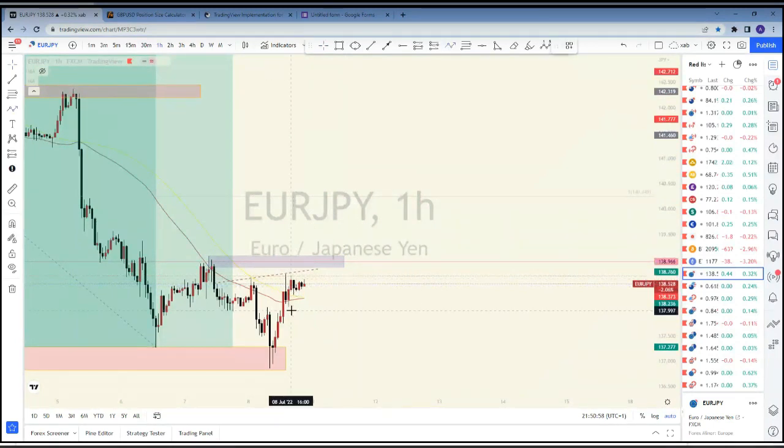Based on the fact that we'll possibly see a liquidity grab somewhere around here from that trend line, and then price taps higher into this zone, and then we can go a lot lower, as you can see. So that's my bias on EURJPY.